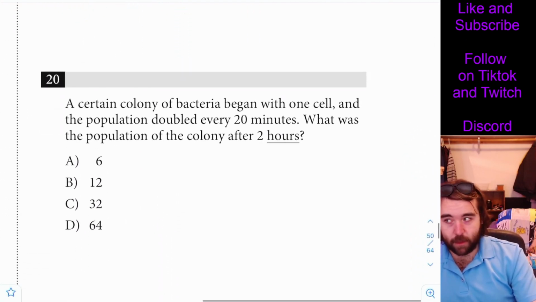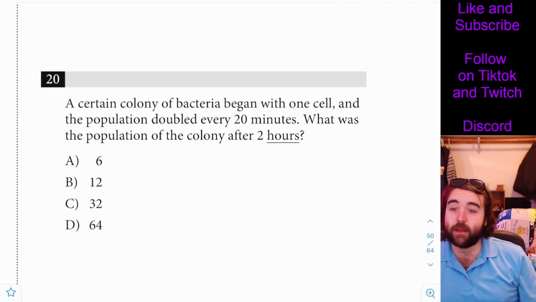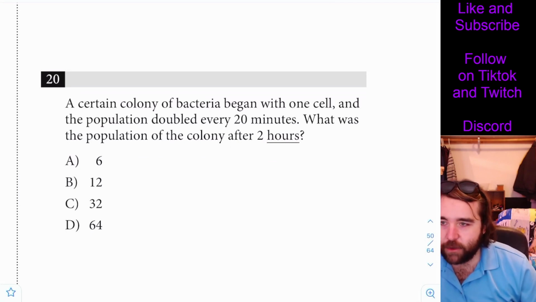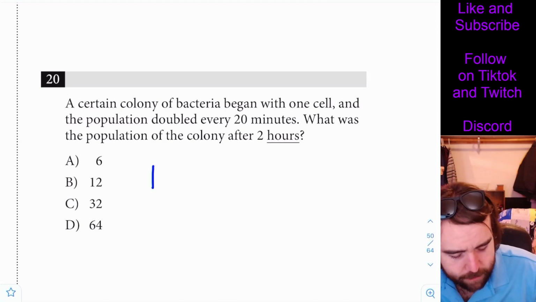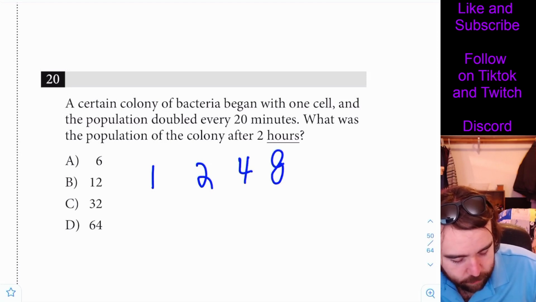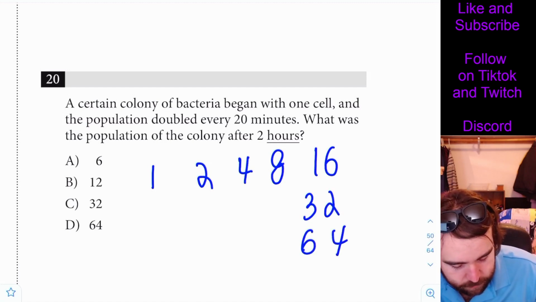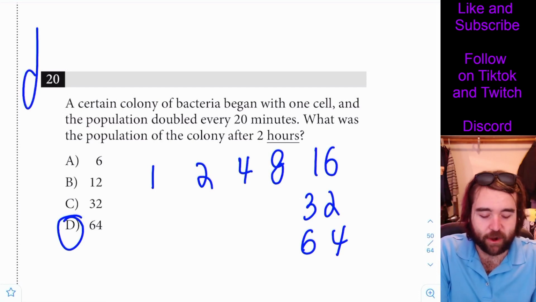All right. A certain colony of bacteria began with 1 cell, and the population doubled every 20 minutes. What was the population of the colony after 2 hours? So I would just kind of do it out, maybe. I would say at the beginning you got 1, 20 minutes in you got 2, 40 minutes in you got 4, an hour in you got 8, an hour 20 is 16, an hour 40 is 32, and 2 hours should be 64. Yeah, I like it. Just count it out one by one.